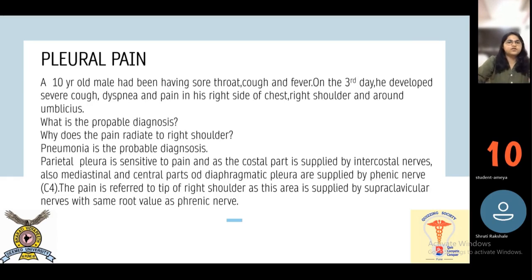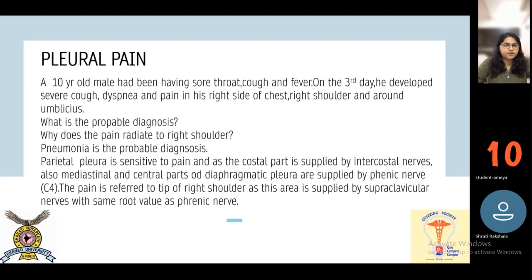So we will try to understand pleural pain with the help of a case. A 10-year-old male had been having sore throat, cough, and fever. On the third day, he developed severe cough, dyspnea, and pain in the right side of the chest, right shoulder, and around the umbilicus. They are asking us the probable diagnosis and the reason why it radiates to the right shoulder. So pneumonia is the probable diagnosis.